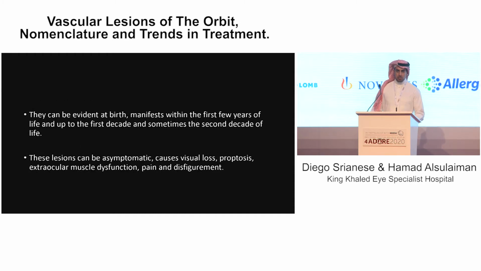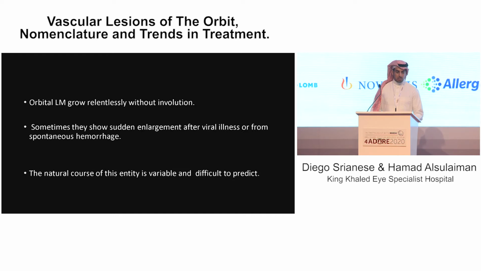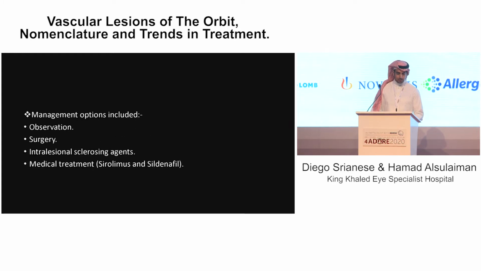They can be evident at birth or present in the first few years of life, but sometimes the presentation is delayed till the first or even the second decade of life. They can be asymptomatic, or cause visual loss, proptosis, extraocular muscle dysfunction, pain, and especially disfigurement. Unlike capillary hemangioma, they grow relentlessly without involution, and sometimes they show sudden enlargement after viral illness or hemorrhage. So their natural course is variable, and it's very difficult to predict.